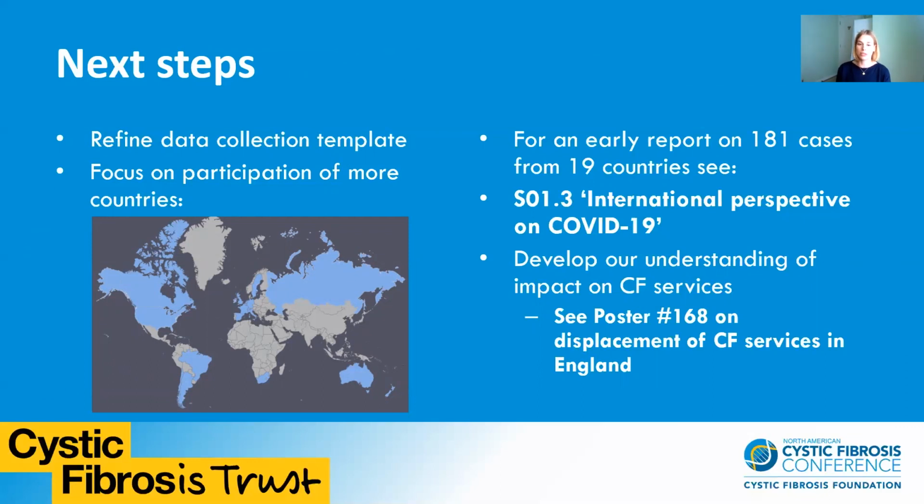It's also really important as a next step to develop our understanding of the ripple effect of the COVID-19 pandemic on people with cystic fibrosis. So that's the impact on the health and well-being of people with CF who aren't necessarily acquiring COVID-19, but are impacted by the fact that there is a global pandemic. And there's a poster, number 16H, which talks about the displacement of cystic fibrosis services in England during the peak of the pandemic here.